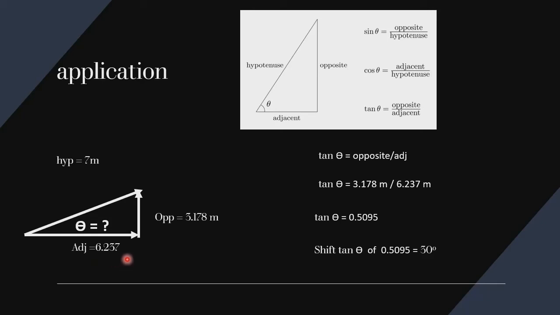Now in this problem, supposing that our opposite is 3.178 meters and our adjacent is 6.257, what will be our theta? In this case, we will be using tangent theta, which is opposite over adjacent. So tangent theta is equal to opposite over adjacent, and our opposite again is 3.178 divided by the adjacent, 6.237 meters. And so the value will become 0.5095. With your calculator, you just have to shift tangent of this value, 0.5095. The value again goes back to our original theta, which is 30 degrees.